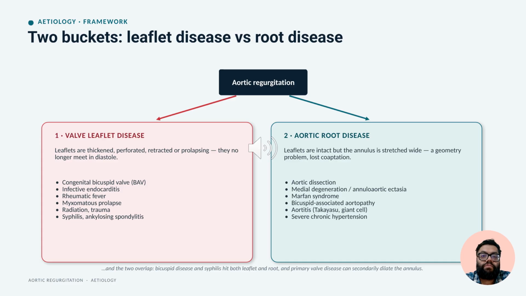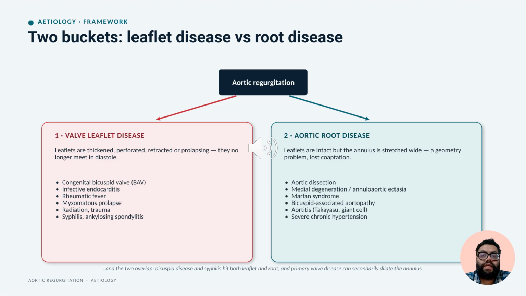Here is a single mental model that tames the cause list. Ask one question of any regurgitant aortic valve. Is the problem the door or the door frame? Bucket 1 is leaflet disease. The door itself is thickened, perforated, retracted, or floppy, so the cusps no longer meet. Bucket 2 is root disease. The leaflets may be pristine, but the annulus has been stretched so wide that perfectly good cusps simply cannot reach each other. That second idea catches people out.